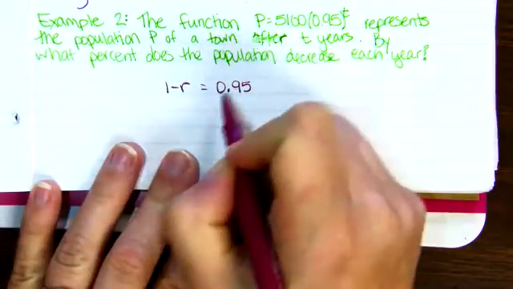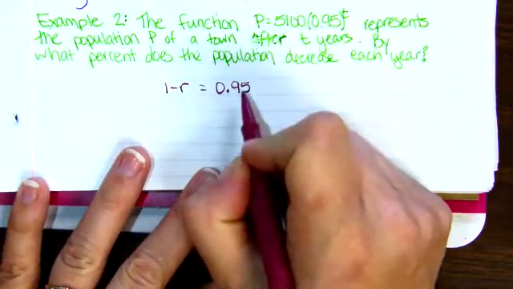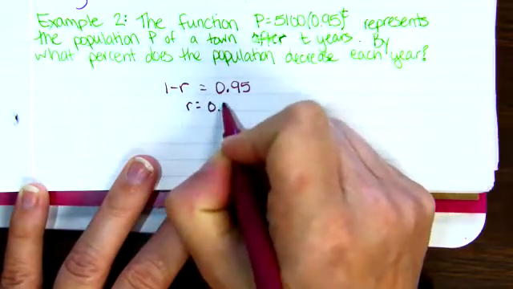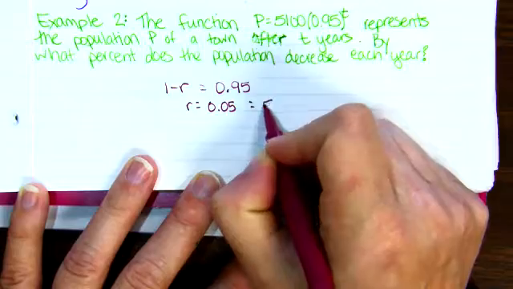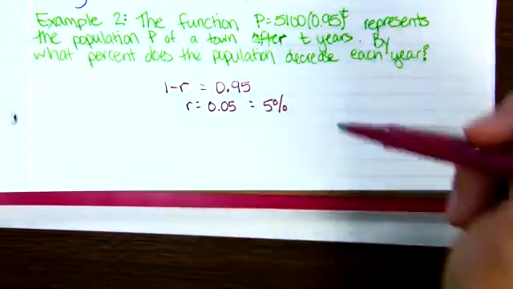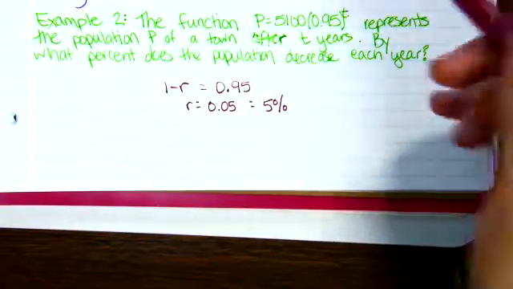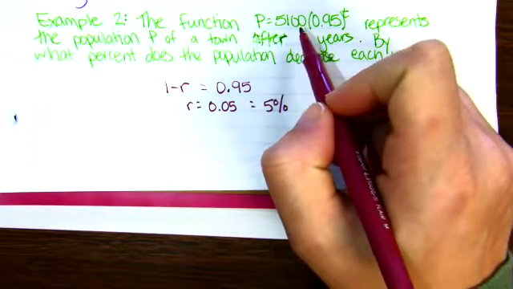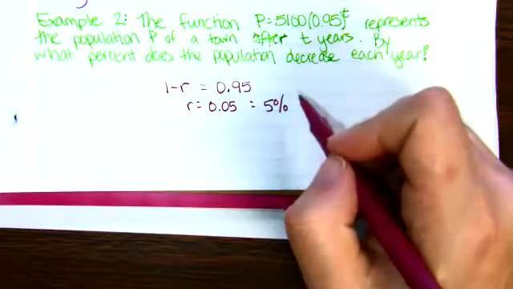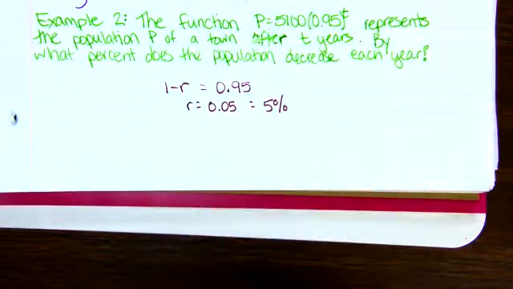So you could set it up like this and solve by subtracting 1 from each side and take the opposite, or you can just think about it logically. If 95% stays, then 5% must be leaving. So the population is decreasing by 5% each year. If you were given this story problem set up a little bit differently, and they said you have a town that starts with 5,100 people, and the population is decaying at a rate of 5% per year, you would put this 5% in for the rate.